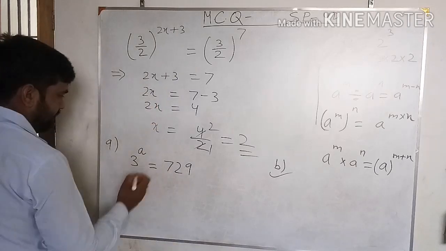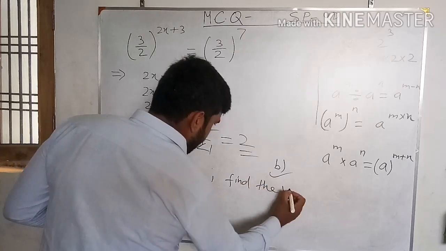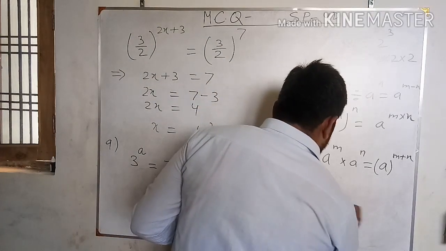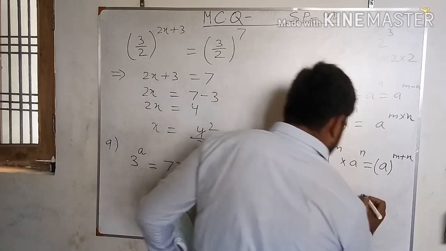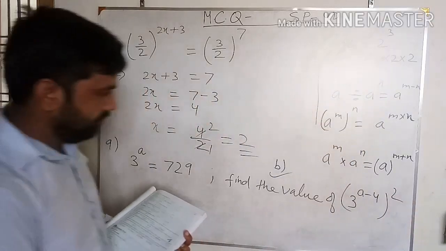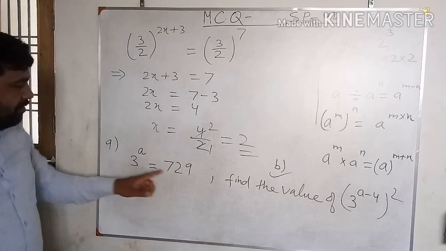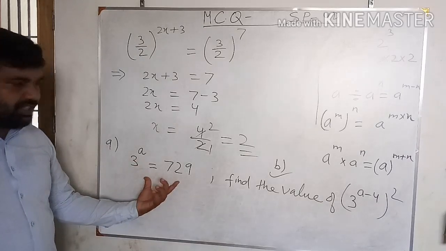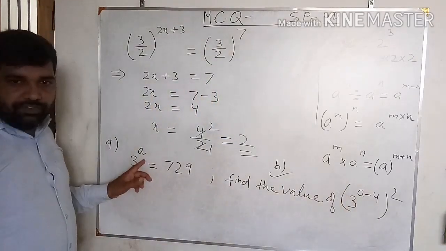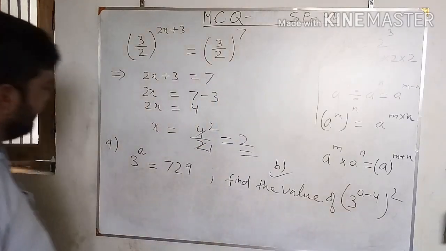It is given that 3 to the power a equals 729, then find the value of 3 to the power a minus 4 whole square. What will be its value? First of all we find the value of a from this exponential equation, and after that we put the value of a in this exponential expression, and then we will get the answer.